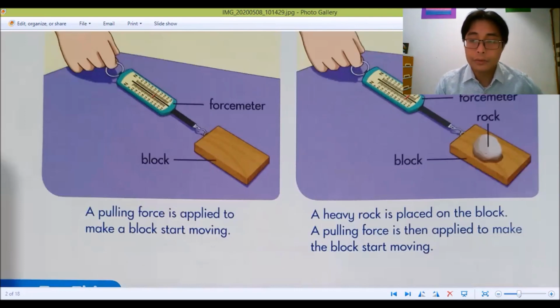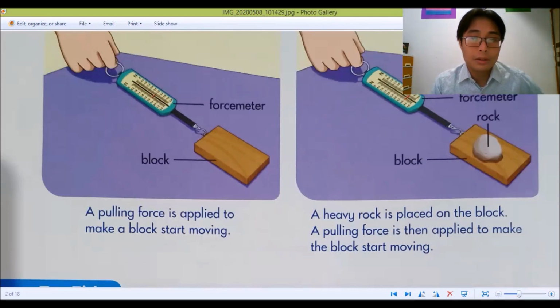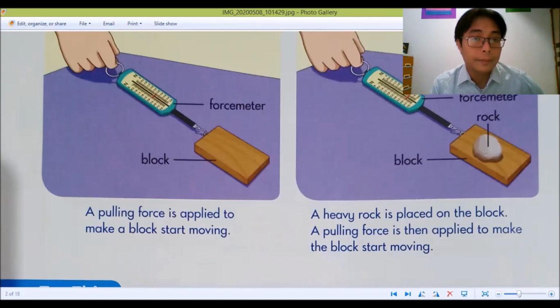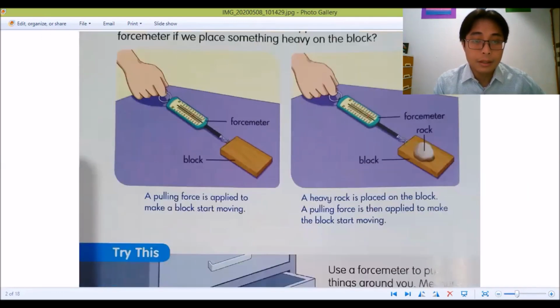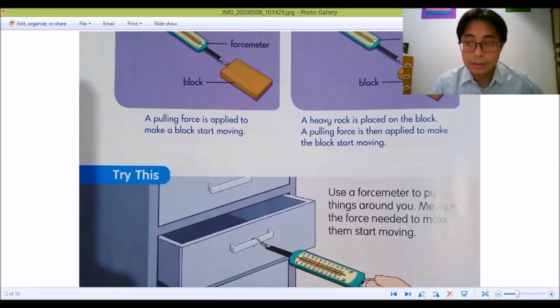A while ago in the first picture, we have 3 Newton. But when we put a rock on it, the Newton became 4. So it means we need more force to pull this thing because it became heavier. Let's move on to the next one.